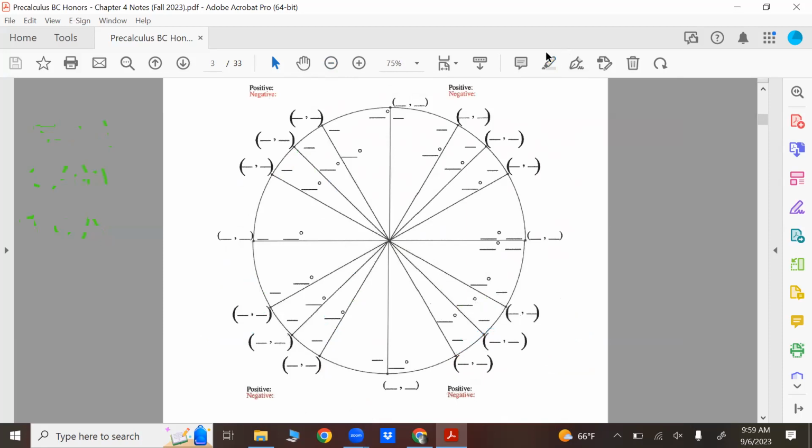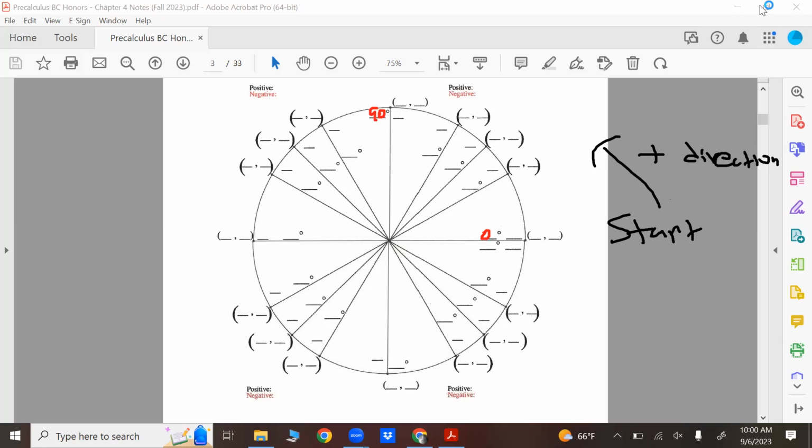So let me talk about how I prefer to do this. I just start by putting all the degrees in. That's kind of easy because it's intuitive. So you always start here and you go this direction, that's the positive direction. As you said, counterclockwise is positive. So that's 0 degrees. That's 90.